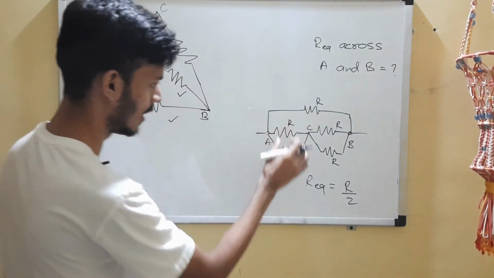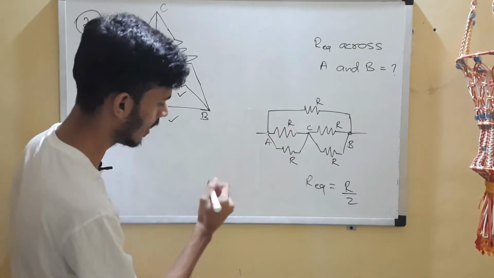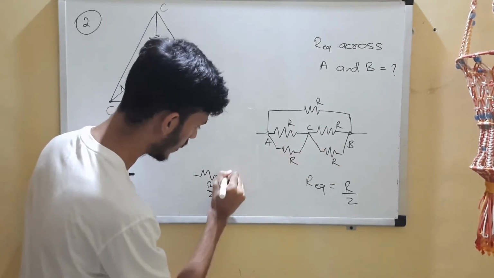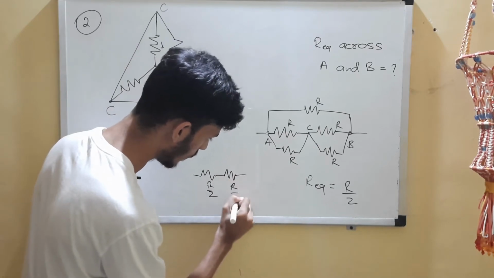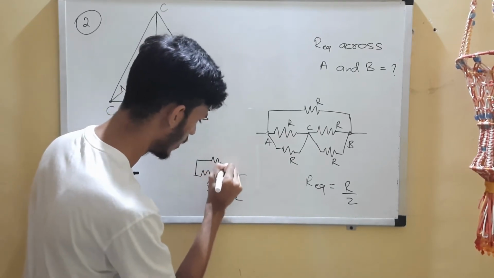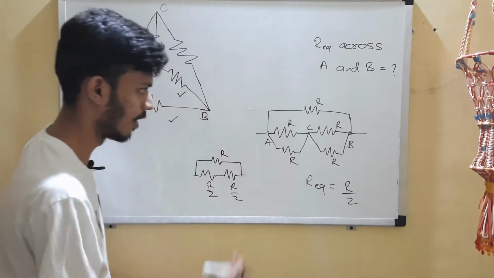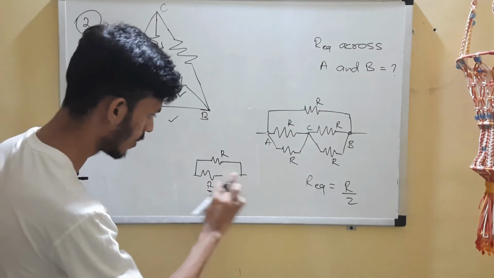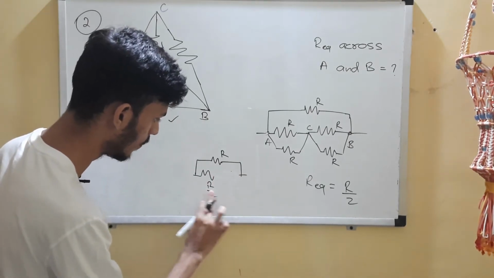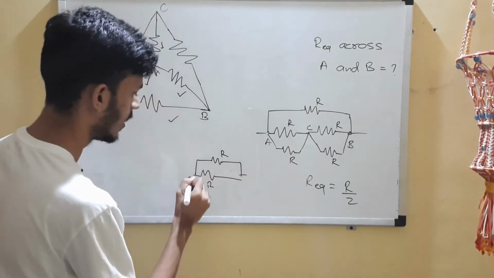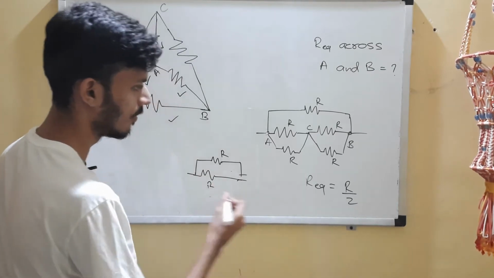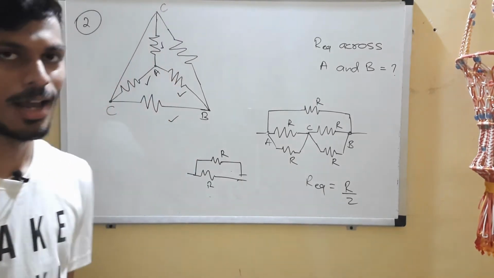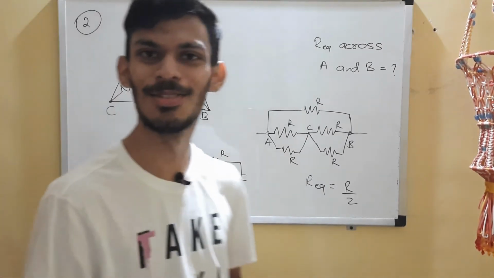If you see over here, it's R and R, in parallel they will give R by 2. So R by 2 over here, again R by 2 over here. These two will be in series and the combination will be in parallel with R. Series combination of R by 2 and R by 2 will give us R, and then R and R in parallel will give us R by 2, product upon sum. That's our answer. Let's move to the next question.